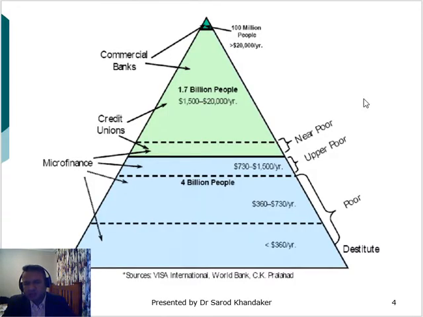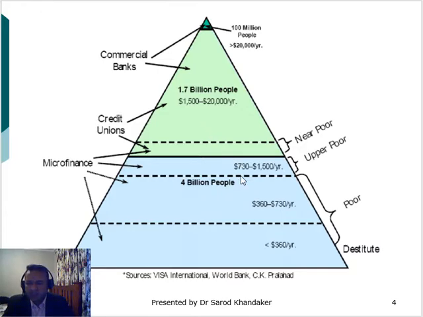This chart shows that only 100 million people in the world have a salary of more than $20,000 per year. And at the bottom of the chart, about 1.7 billion people in the world have a salary between $1,500 and $20,000. These people can go to the commercial bank, the credit union, or other financial institutions in order to borrow money.